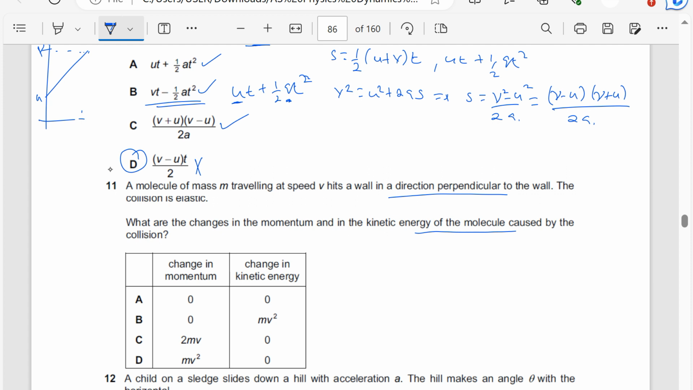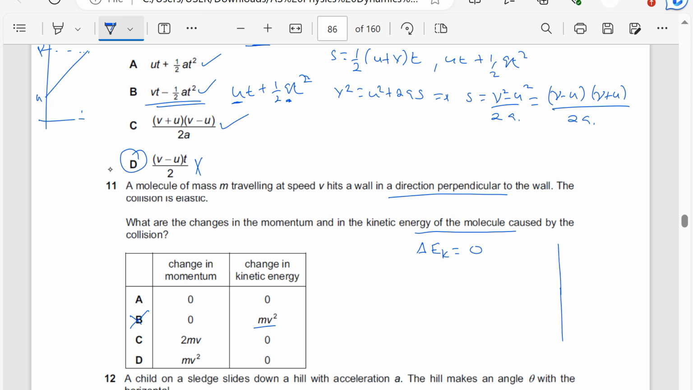So for the molecule, the kinetic energy should be conserved. It means the change in kinetic energy must be 0 for an elastic collision. So we ignore B, because B is saying the change in kinetic energy is mv squared. It should be 0. Then for the molecule alone, it should have a change in momentum.